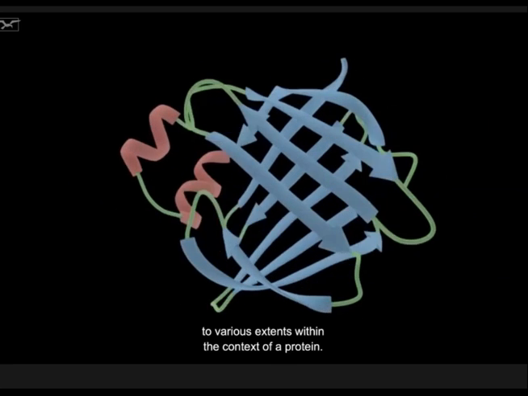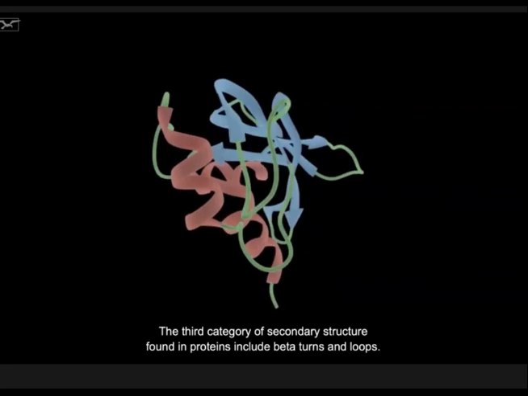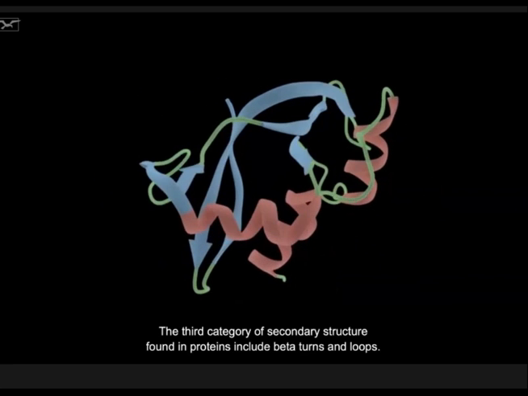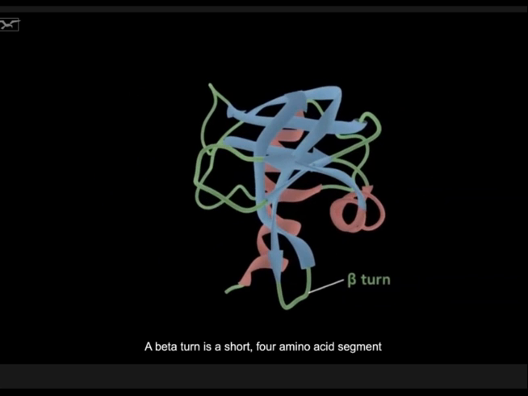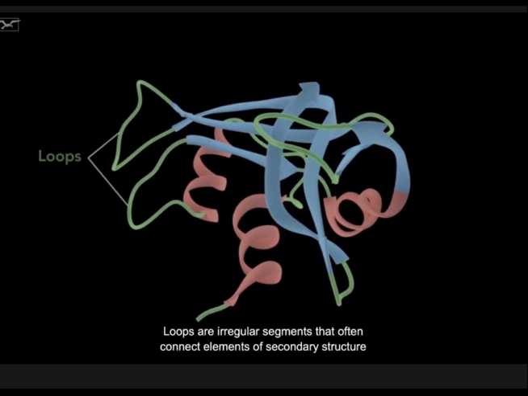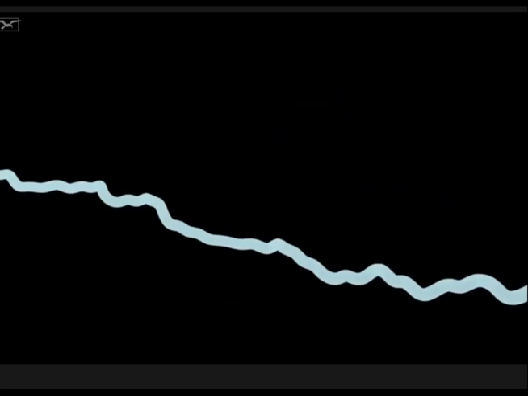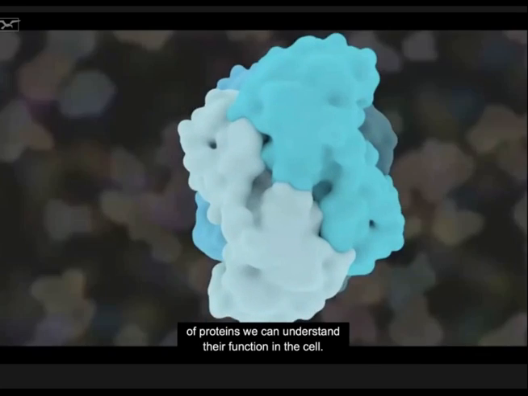The third category of secondary structure found in proteins include beta turns and loops. A beta turn is a short 4 amino acid segment that connects 2 beta strands in an antiparallel beta sheet. Loops are irregular segments that often connect elements of secondary structure and are usually found at the surface of proteins. Through understanding the three-dimensional structure of proteins, we can understand their function in the cell.